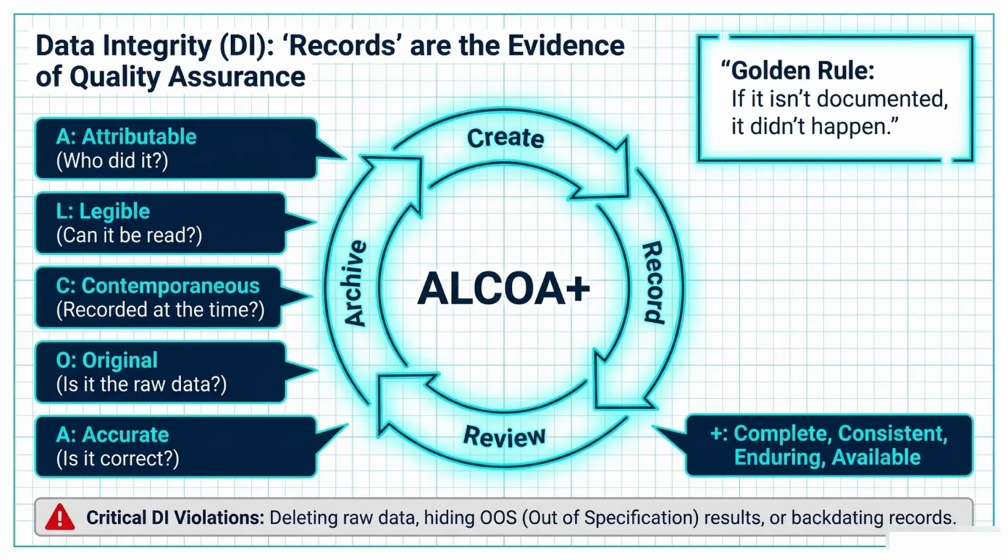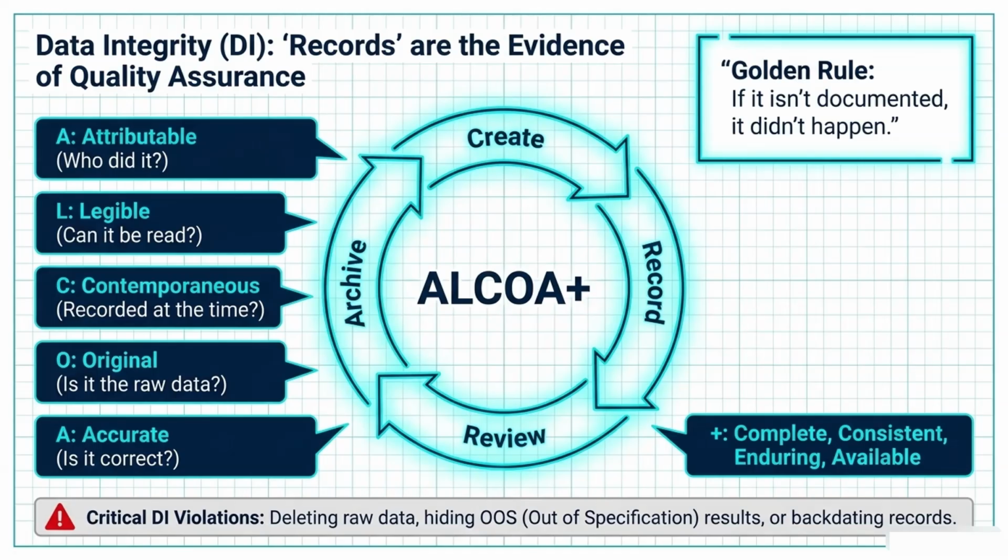Records are the evidence of quality assurance. In the world of GMP, there is a golden rule. If it isn't documented, it didn't happen. This is where data integrity comes in. To prove your records are trustworthy, they must follow the ALCOA Plus principles.